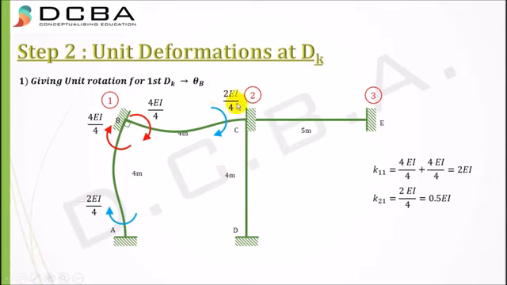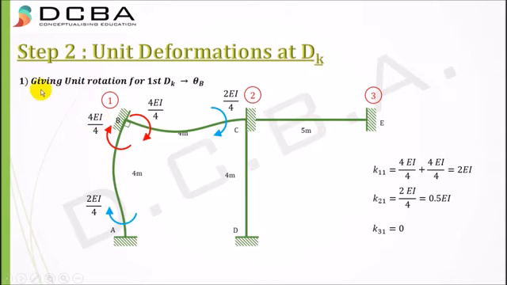K21 is only 2EI by 4. There is no other moment or force being applied here. So it is only 2EI by 4, and positive because it is clockwise. K31 is 0 because there is nothing being formed at joint 3 due to the unit rotation applied at joint 1. So no force is being formed at joint 3 due to the unit rotation applied at joint 1.